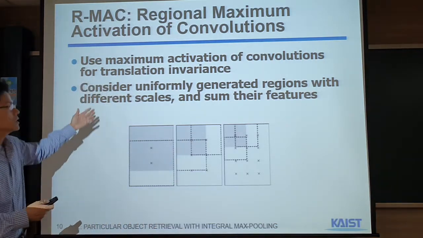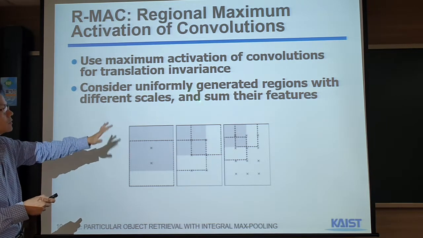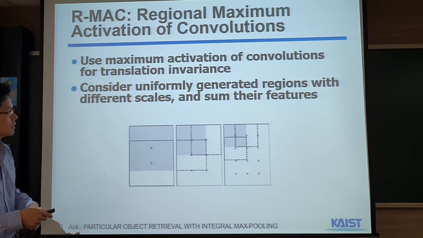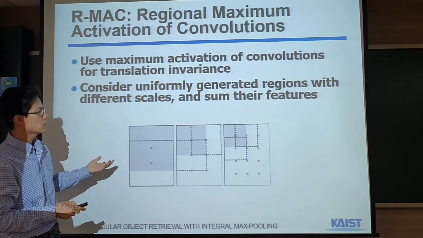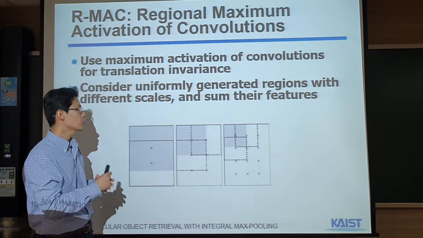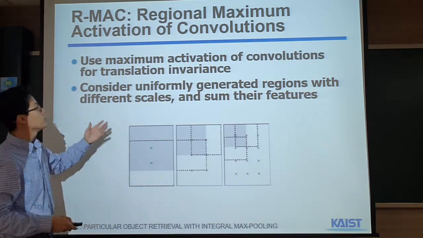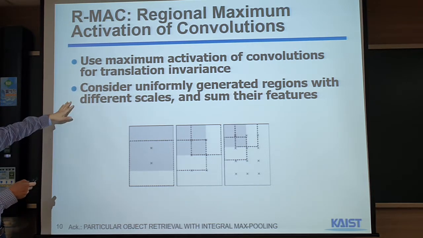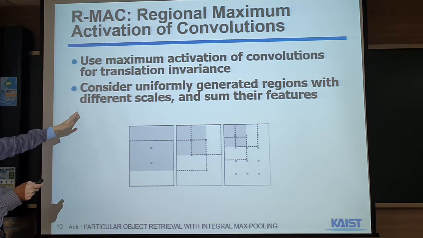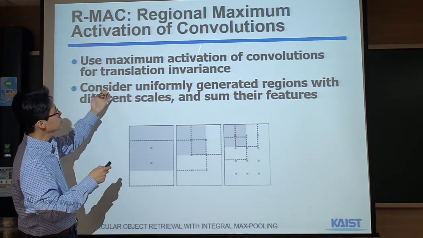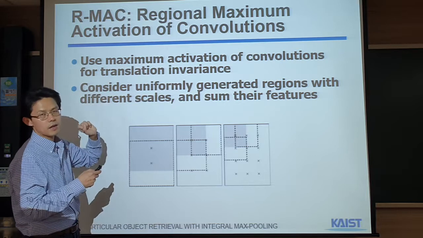So the main idea is that they consider a lot of different boxes, uniformly generated regions with different scales, and as we did for the neural code, we can sum their features, right? But what they propose is that instead of summing up, they use the maximum activation. So we look at the features within this box, and they just use the maximum activation. We just take the maximum value, right?